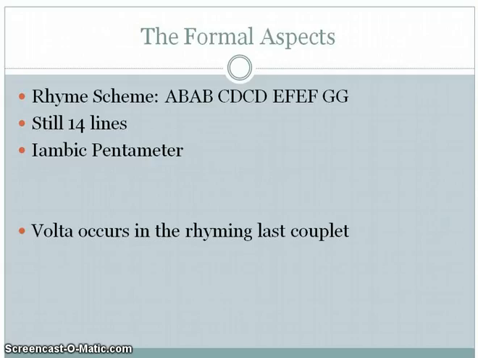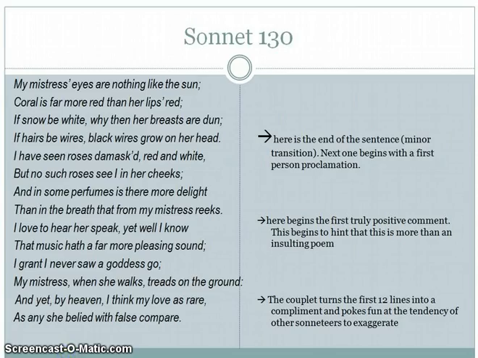My mistress's eyes are nothing like the sun. Coral is far more red than her lips' red. If snow be white, why then her breasts are dun. If hair be wires, black wires grow on her head. I have seen roses damasked, red and white, but no such roses see I in her cheeks. And in some perfumes is there more delight than in the breath that from my mistress reeks. I love to hear her speak, yet well I know that music hath a far more pleasing sound. I grant I never saw a goddess go. My mistress, when she walks, treads on the ground. And yet, by heaven, I think my love as rare as any she, belied with false compare.